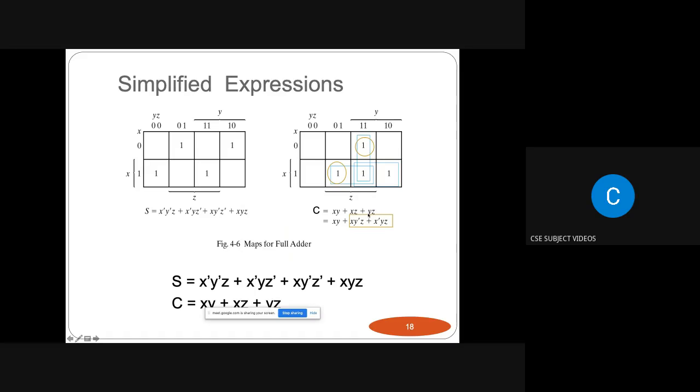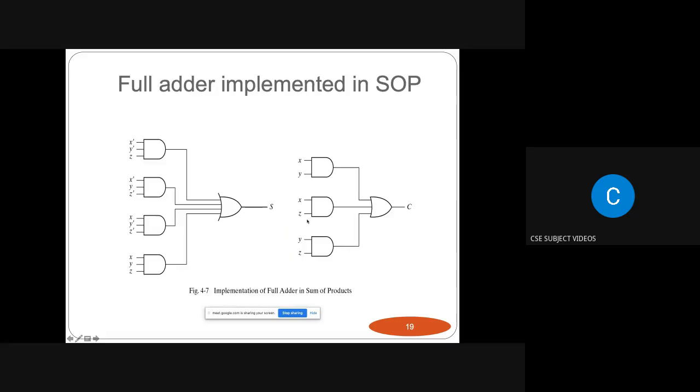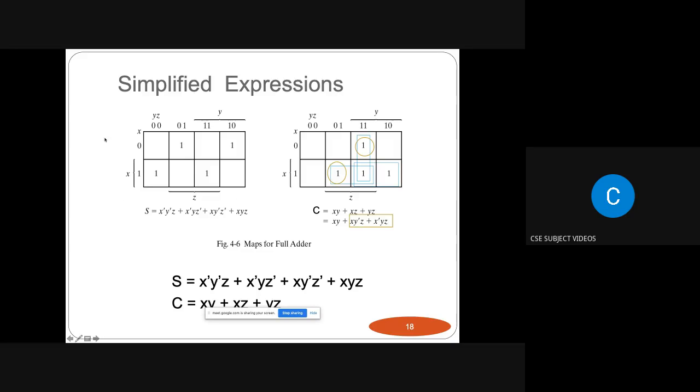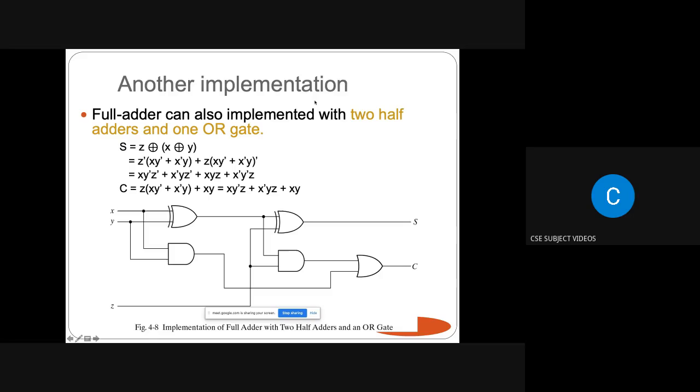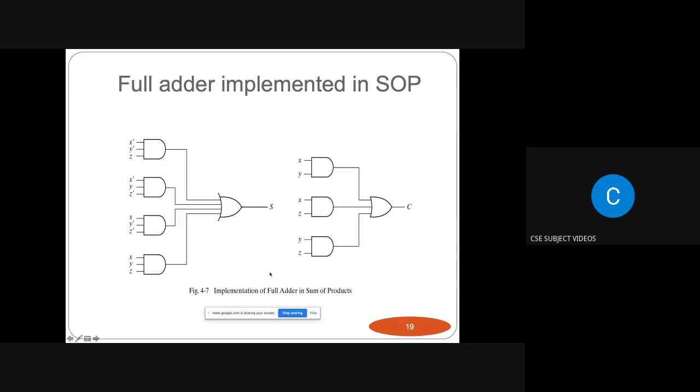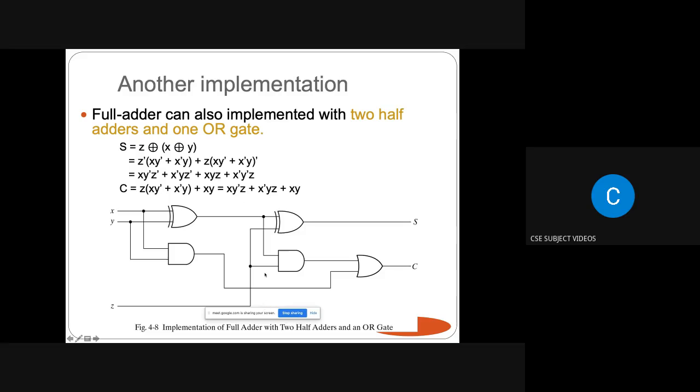And so this is the circuit diagram for the expression which we derived here. So this is the full adder implementation. We can implement the full adder with the help of 2 half adders and an OR gate. Mostly we are using this circuit only. We are not using this circuit. So this is the simplified circuit. We can say it is the full adder circuit with 2 half adders and an OR gate. So how are we deriving this?